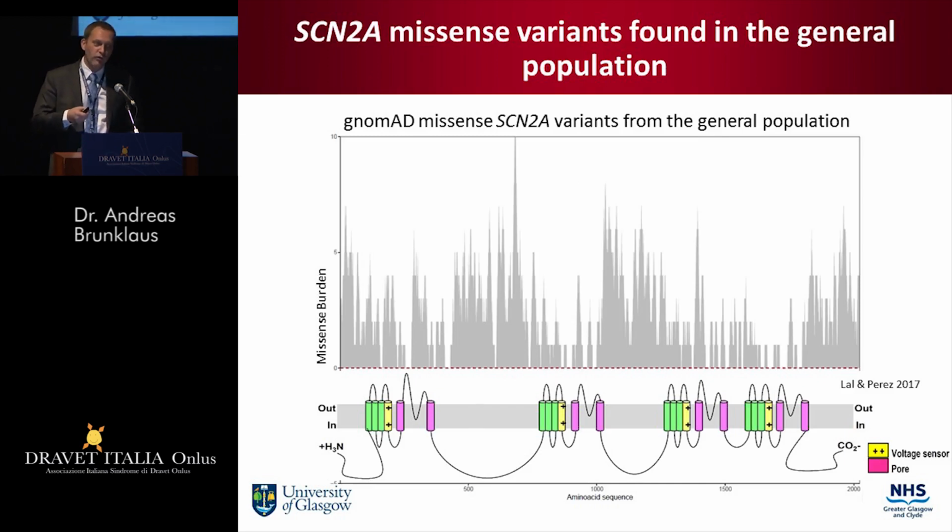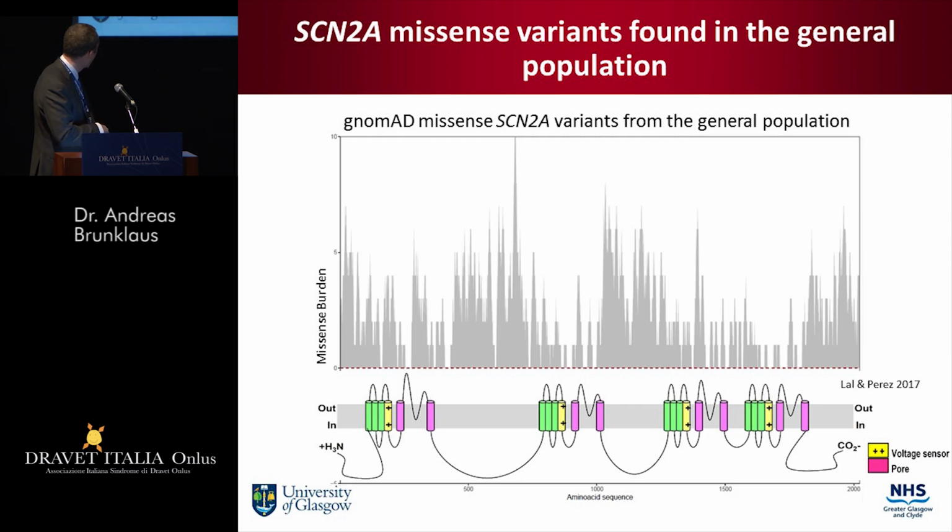They've been really looking at trying to explain this graphically. This is a representation of the SCN2A missense variants found in the general population. At the bottom graph here, you've got the representation of the SCN2A protein, again with the voltage sensor in yellow and the pore in red.